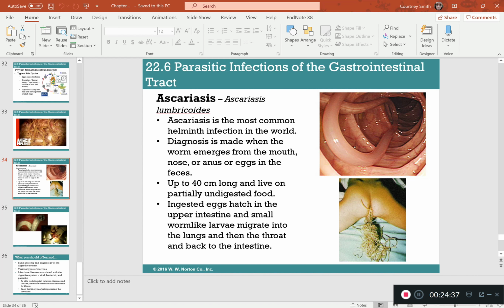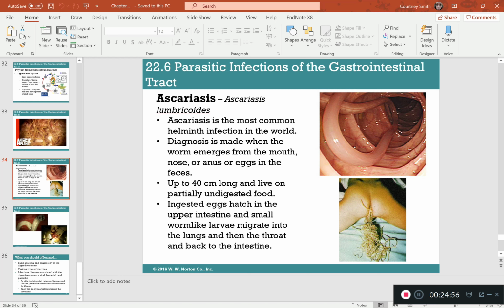But after you ingest the eggs, they will hatch inside the upper intestinal area, and then they'll continue to mature, and then they'll migrate outward. They'll migrate primarily through the lungs, and then to the throat, and then even further down the intestinal tract.